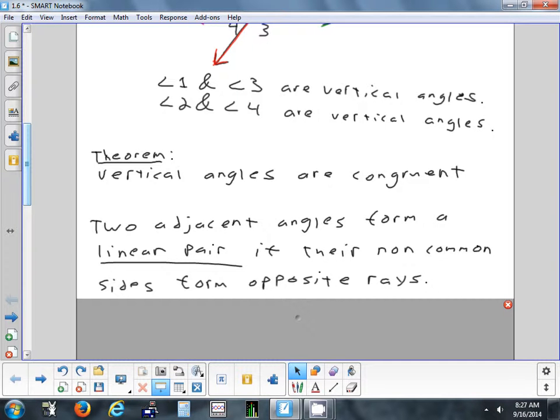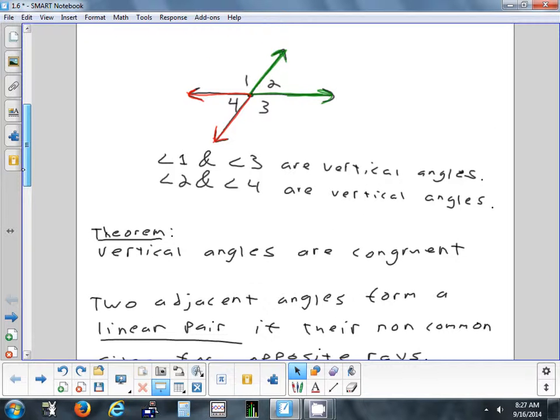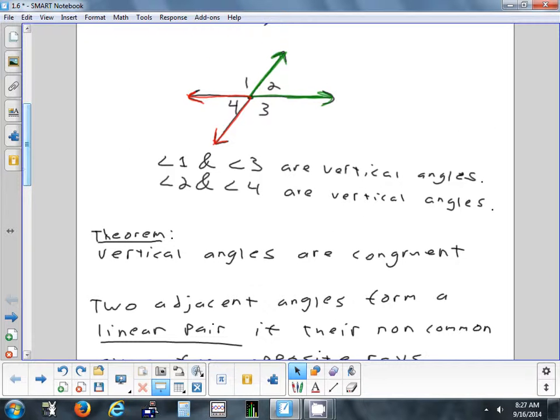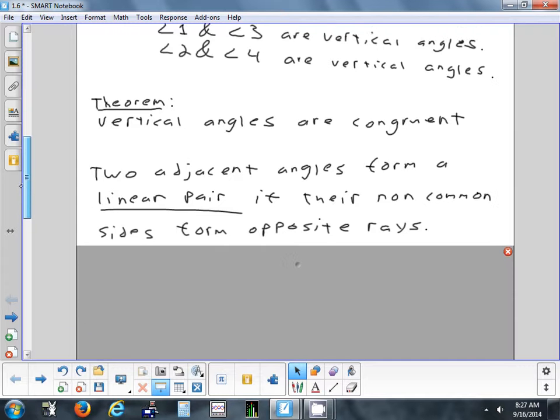Here's another fact, another term about a linear pair. What that means: if we have two angles that are adjacent. Remember, angles are adjacent if they have the same vertex and they share a side, but they don't share any interior points. Angles 1 and 2 in that picture are adjacent. Angles 2 and 3 are adjacent. Angles 3 and 4 are also adjacent. And 1 and 4 are adjacent.